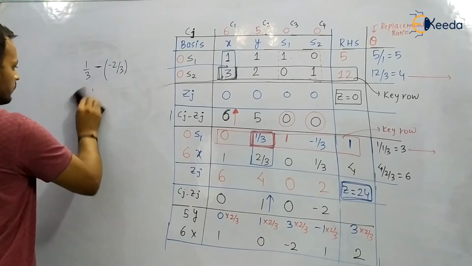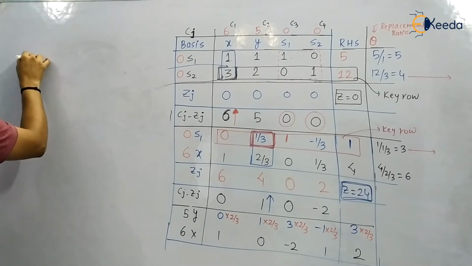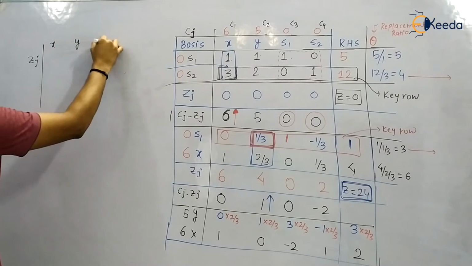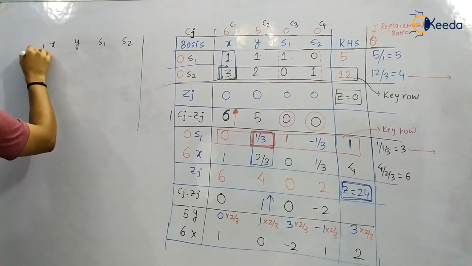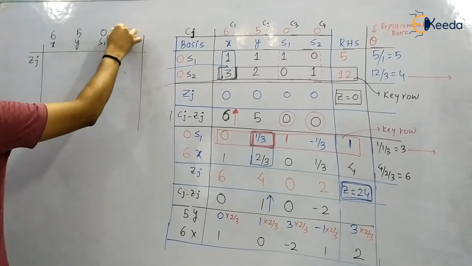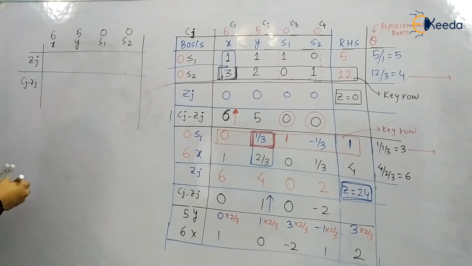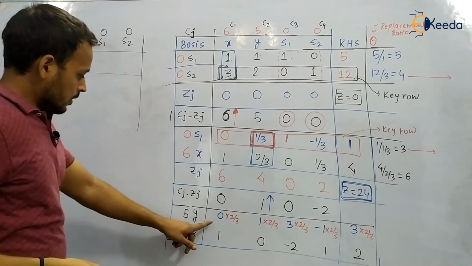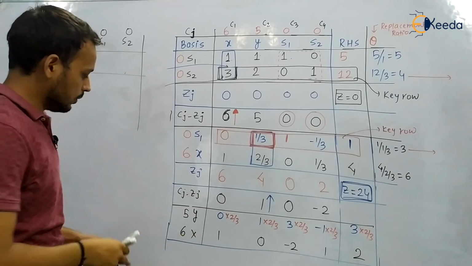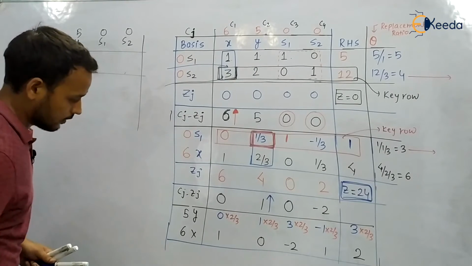So now you can see you have to find the Zj value for X, Y, S1, S2. This is 6, 5, 0, 0. And then you have to find the Cj minus Zj value. So what is the Zj value? You can see this is 0 into 5, 0, and 1 into 6. It is going to be 6.